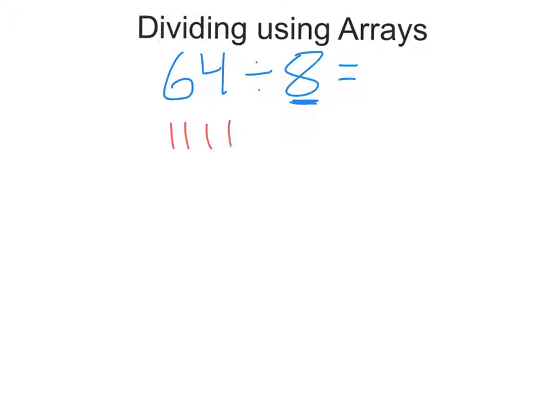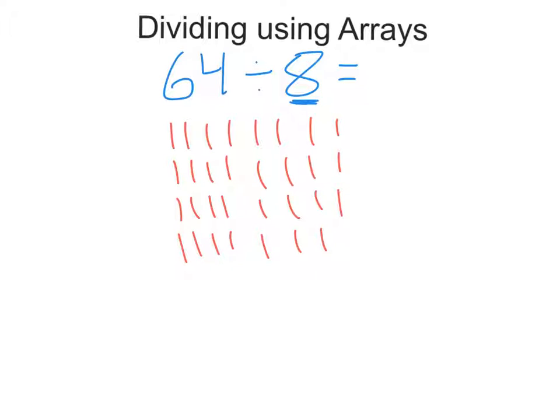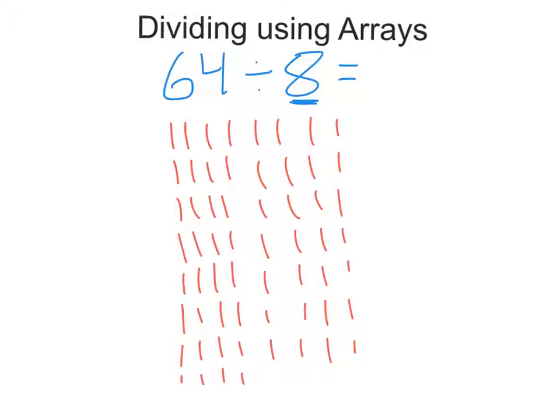1, 2, 3, up to 64. Holy, that's a big array. All right. Now, this part's different.